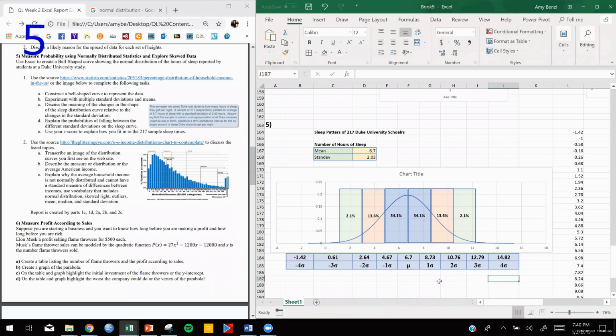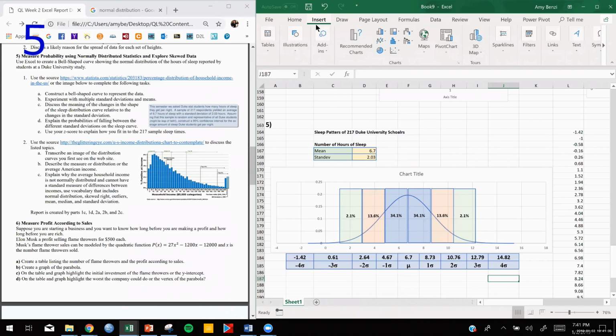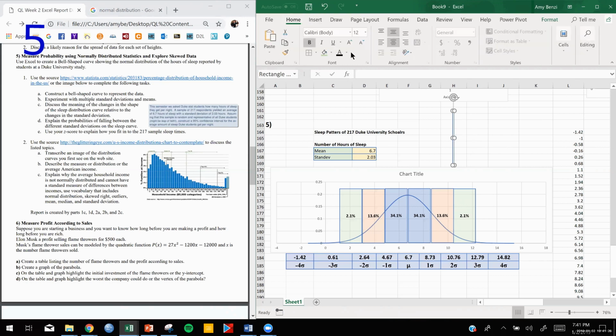So now I want to know, where do I fit in this normal distribution of sleep? So I'm going to insert a line just to help me keep track of what I'm doing here. To keep things simple, I can just copy one of these things, delete the numbers from in there, make it really, really thin, and fill it up with a dark color, which will be black.